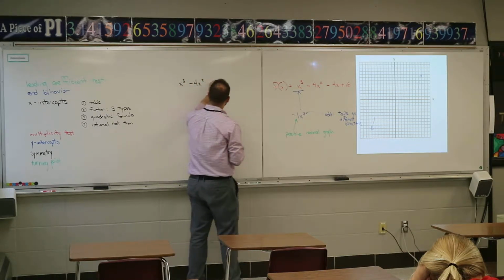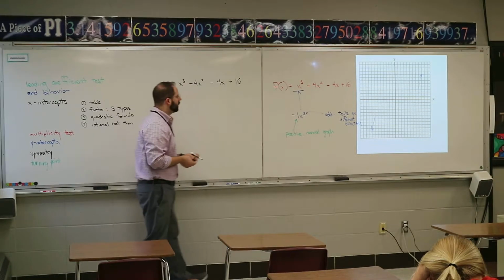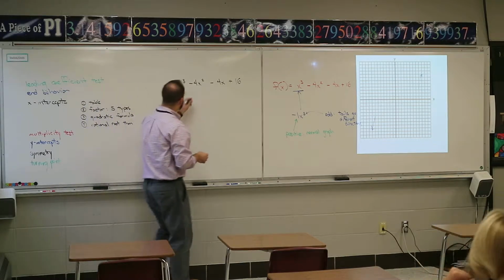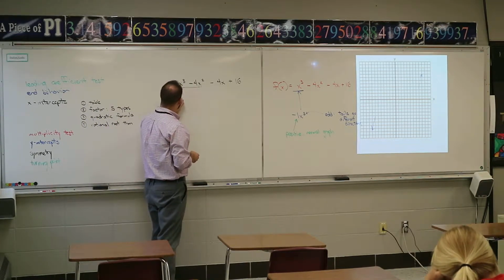Now, this is a cubic function. It's not a trinomial or anything like that, so we're gonna have to do the grouping method. There's actually 4 terms here. So to group, what do these two have in common? X squared. So if we pull out an x squared, we're left with an x minus 4.